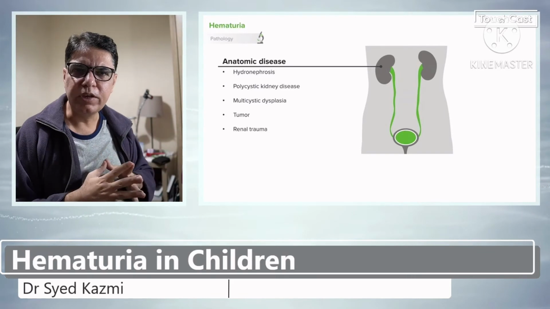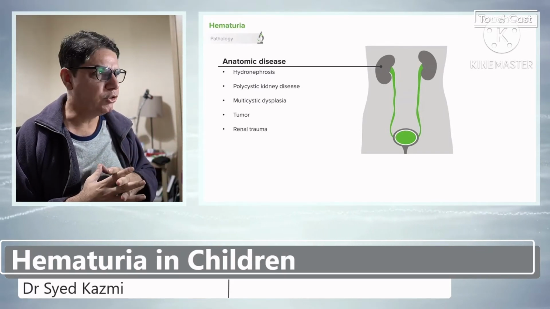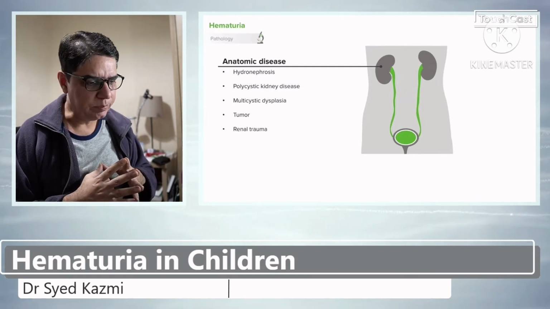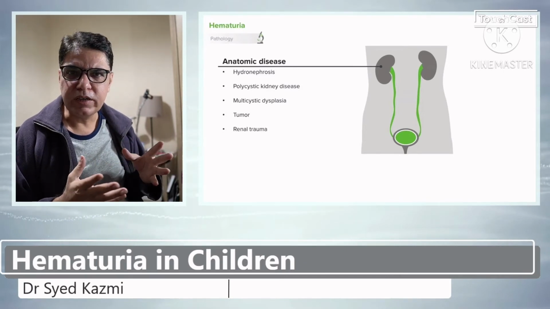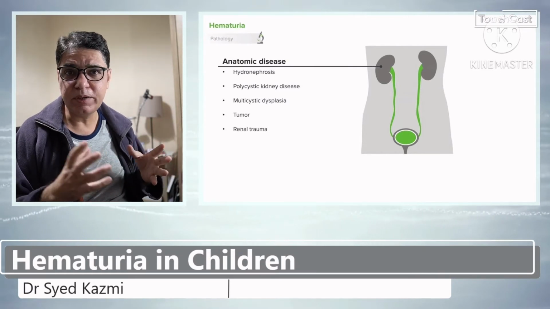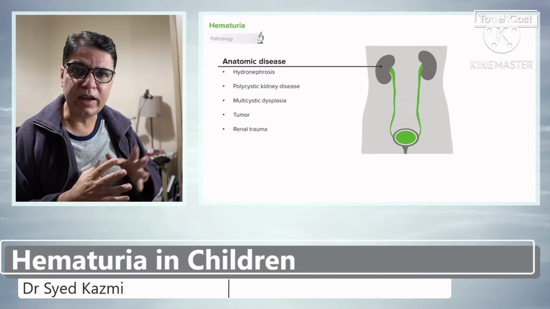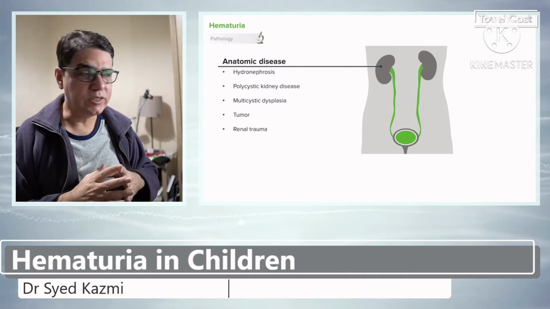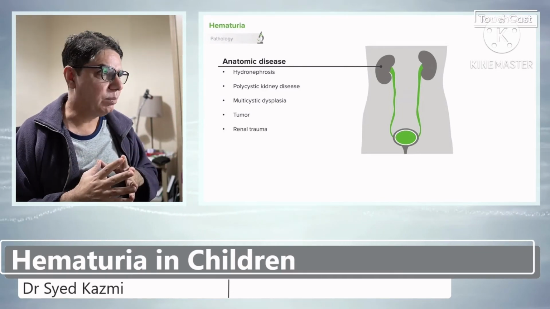Also, anatomical problems within the renal tract can give rise to the complaint of hematuria. Hydronephrosis, which is the gross dilatation of the kidneys, can give rise to hematuria. Polycystic kidney disease, either autosomal recessive or autosomal dominant. Please keep it in mind, autosomal recessive is more common in children, autosomal dominant is more common in adults. Irrespective of whether it's the autosomal recessive variety or the dominant variety, it can present with gross or microscopic hematuria along with hypertension.